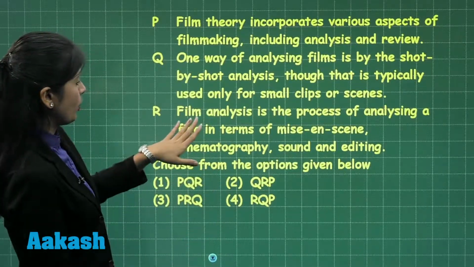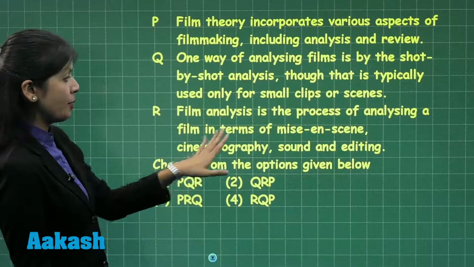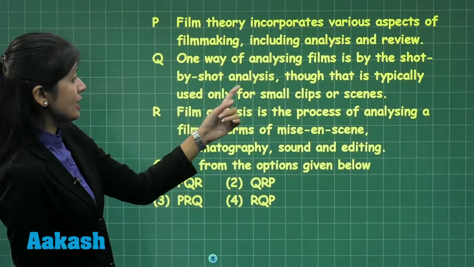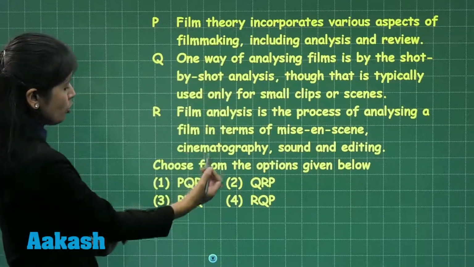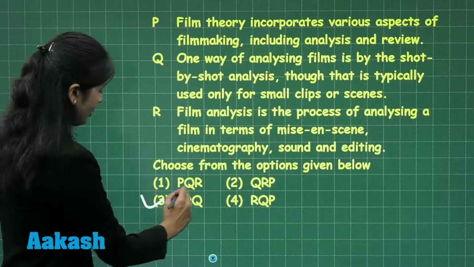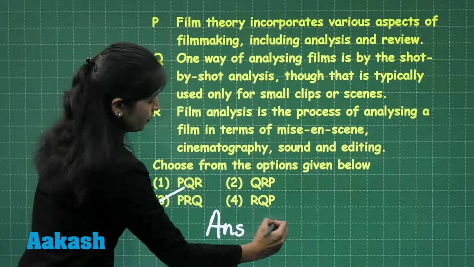Now when you read option R, film analysis is the process of analyzing film in terms of scene by scene, and one way of analyzing is by shot analysis. So easily I can see that P has to be followed by R, and therefore the correct answer will be option 3, P, R, Q.